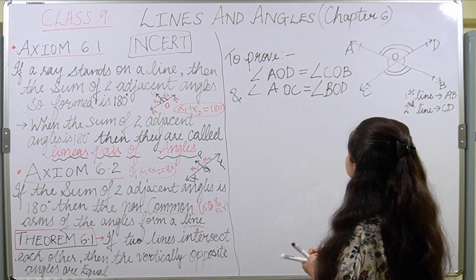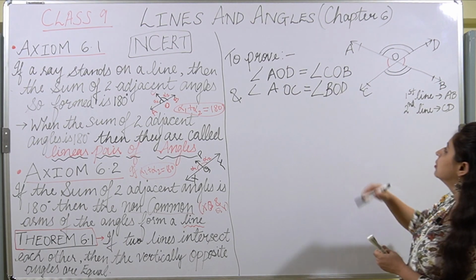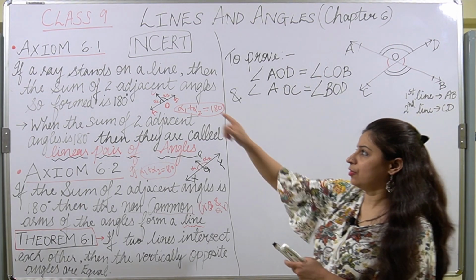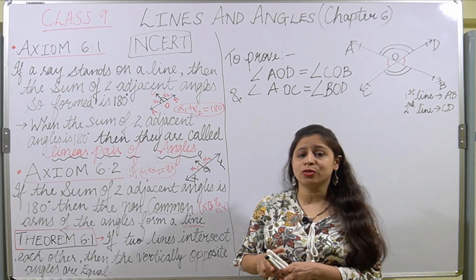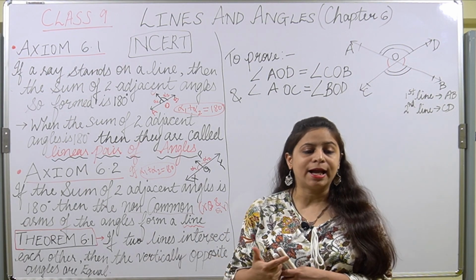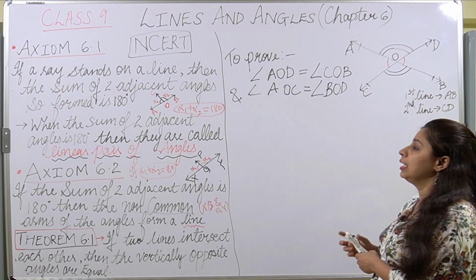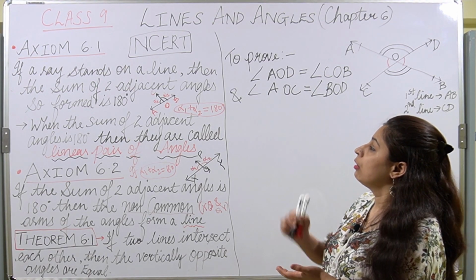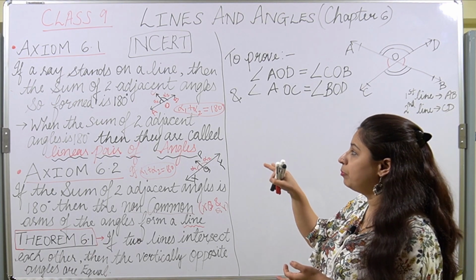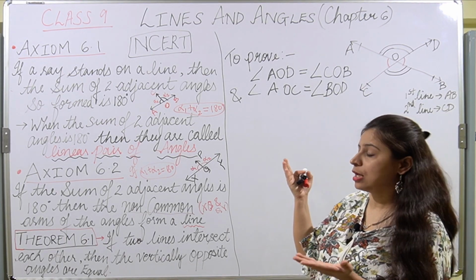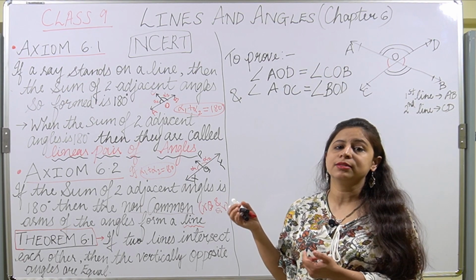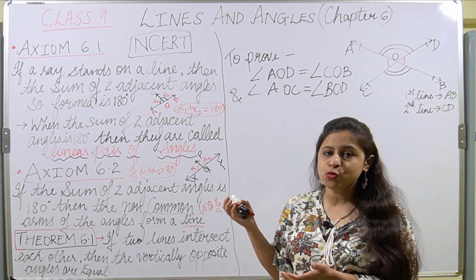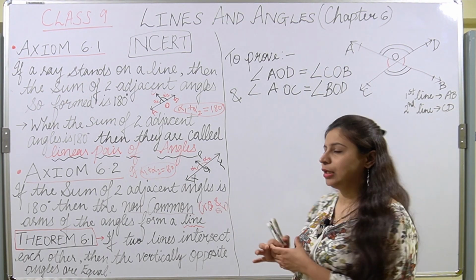Okay. So for proving these angles, we will be using axiom 6.1. In axiom 6.1, it is said, if a ray stands on a line AB, then the sum of two adjacent angles is 180 degrees.